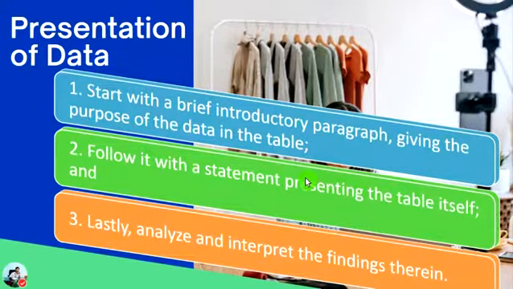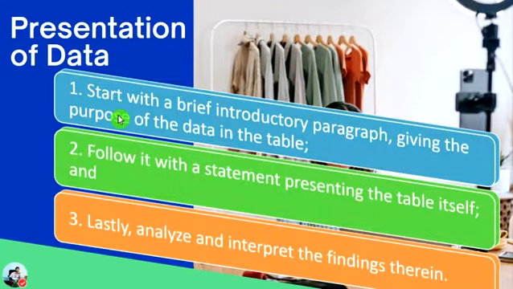As you can observe in the sample thesis, first there's an introductory paragraph summarizing all the tables. What is inside the tables? What is the information within the tables? And the second part follows with a statement presenting each table. At the top of each table, there is a specific paragraph about that table. And then in the third part, under the tables, you can see a narrative statement. It talks about the analysis and the interpretation of the findings or the data presented in the table.